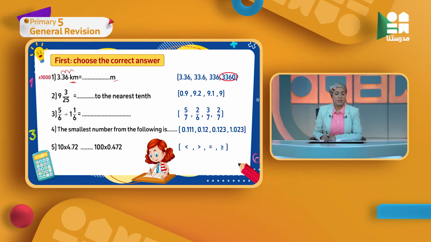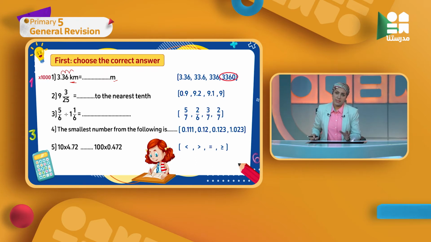Now let's move to the second question. 9 and 3/25. This is a mixed number and I want to approximate it to the nearest tenth. So this is what I am going to do.